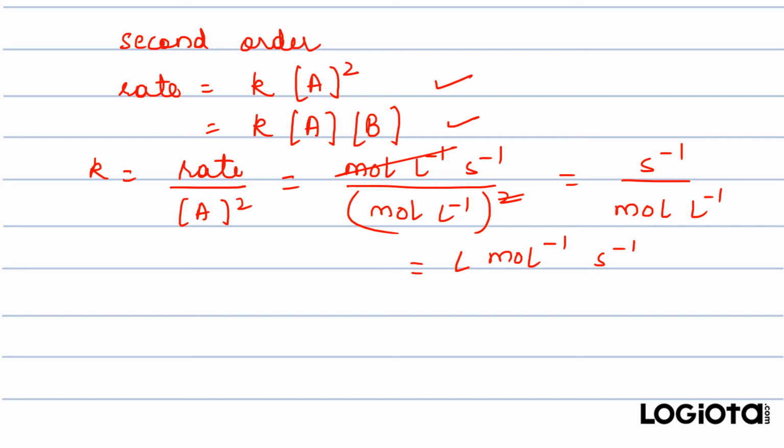Similarly, you can find it for the other orders also. You just need to keep in mind that the rate constant is equal to rate upon the concentration raised to the order: if it's 0, then zero order; for first order it will be raised to the power 1, for second order to the power 2, for third order to the power 3, and so on. Like this we can find the units for the rate constant depending upon the order of the reaction.